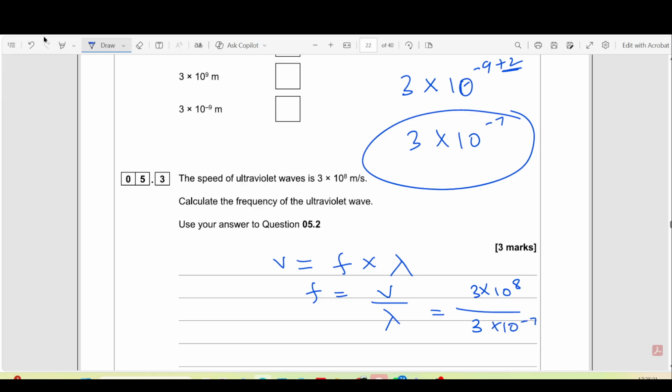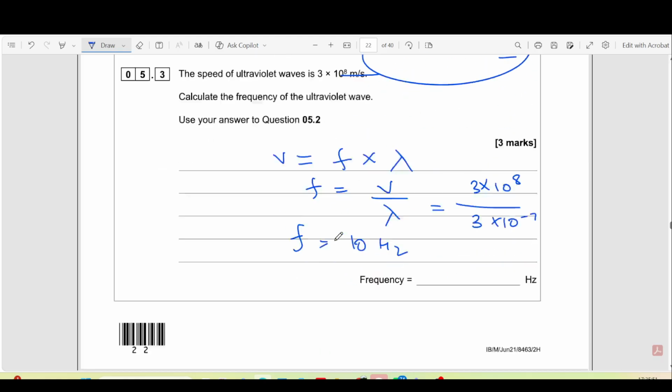Not 300, because this is in meters. So use meters: 3 times 10 raised to power negative 7. This is in meters. 300 is in nanometers. Convert it into meters. 3 times 10 to the power of 8 divided by 3 times 10 to the power of negative 7 equals 10 to the power of 15 hertz. That's correct.